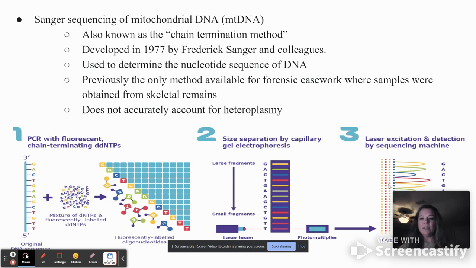The Sanger sequencing method of mitochondrial DNA, also known as the chain termination method, was developed in 1977 by Frederick Sanger and his colleagues, used to determine the nucleotide sequence of DNA. It was previously the only method available for forensic casework where samples were obtained from skeletal remains. This method of DNA analysis was widely used in the past, from 1977 into the early 2000s. It does not accurately account for heteroplasmy.